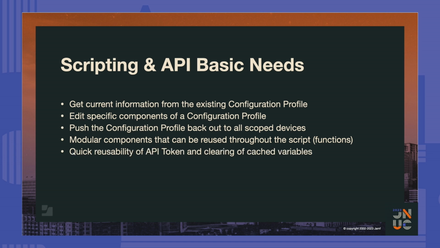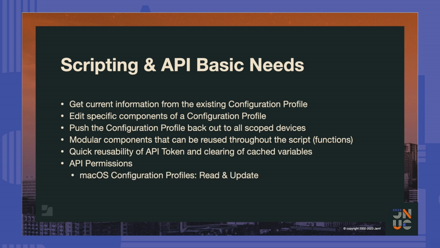The API token, I want to be able to reuse that token, whether it's for this script running multiple times, or I've got other scripts that can rely on a similar process. How do I keep that token reusable and in my terminal session without having to put in a password every single time? And then specifically the API permissions, trying to do a least privilege of have just the permissions we need. For this one, it's just macOS configuration profiles, the read and update capabilities is all that's needed.